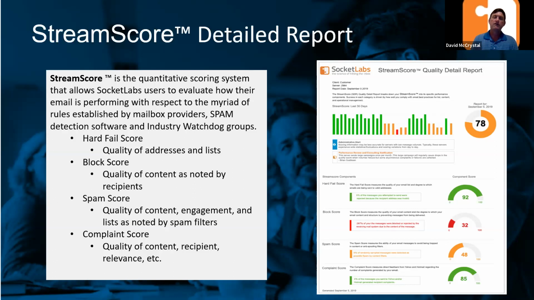The spam score is about understanding how much of the mail is getting past the spam filters and what's being caught. And then the complaint score, which is really the first measure of engagement, which is how the actual recipients are feeling about it. Are they complaining at a high rate, or are they apparently satisfied with the mail? Understanding those, we score each of them and give you the ability to dive in and take a look at why something may or may not be working well.